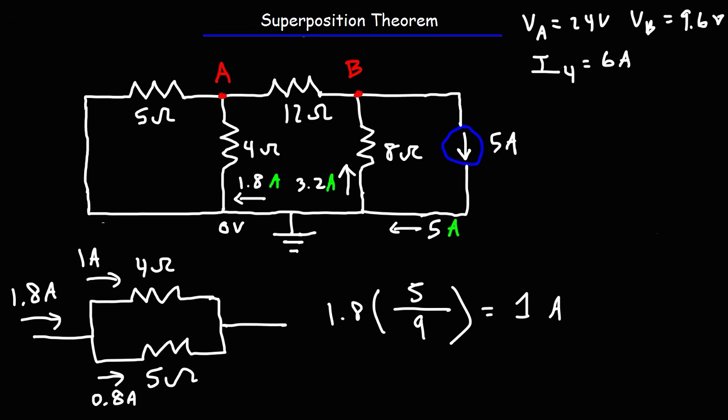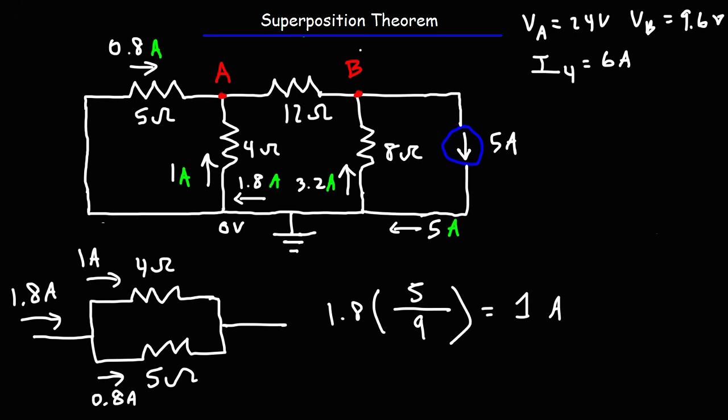And it makes sense. There's going to be more current flowing through the resistor that has a lower value, and less current flowing through the part that has more resistance. So then we have 1 amp of current flowing towards point A, and then the other 0.8 amps is going through the 5 ohm resistor towards point A. So at this point, we can now calculate potentials.